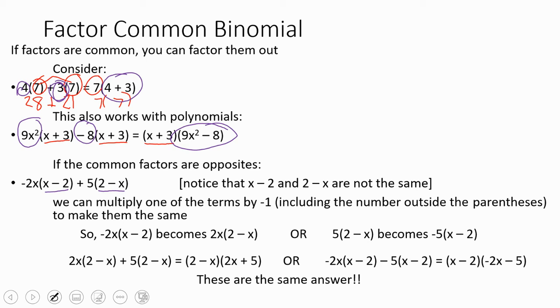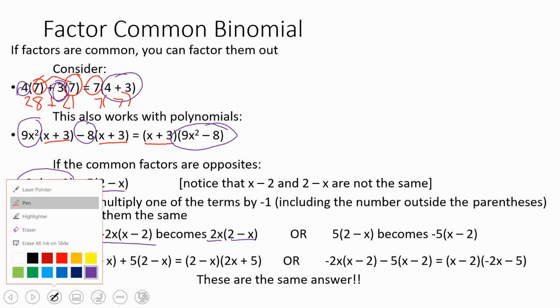So for example, if you put 4 in for x, 4 minus 2 is 2, 2 minus 4 is negative 2. They're always equal opposites. Well, we know that to make opposites the same, you can just multiply one of them by negative 1. Okay? So what we're going to do is take the first term and multiply it by negative 1. So that means this is going to become a positive 2x, and inside the parentheses, you flip it, make it the opposite. So instead of x minus 2, now it's 2 minus x.